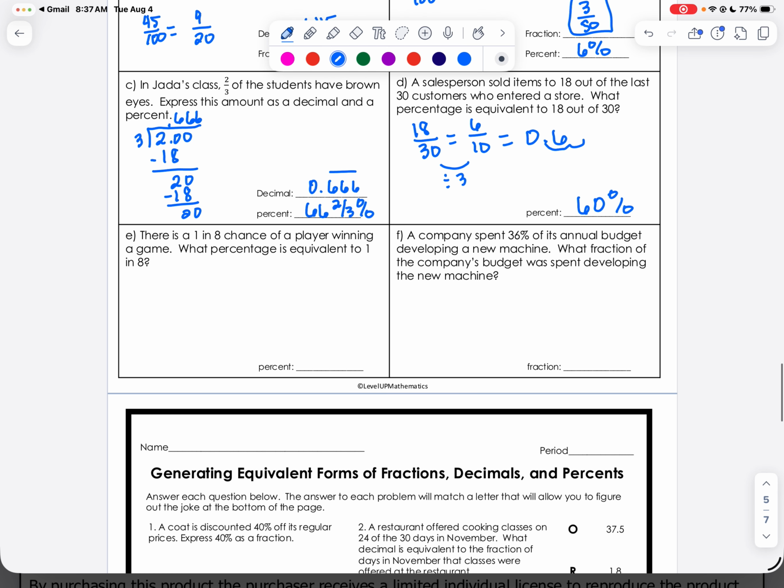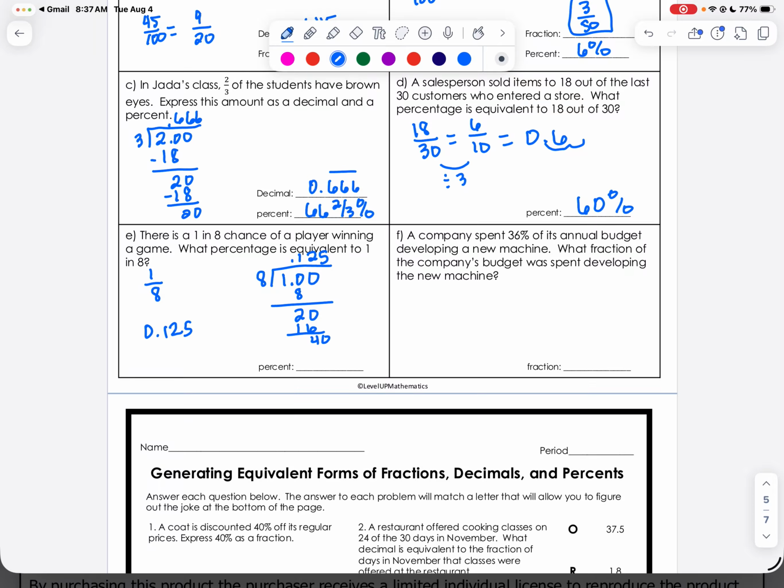All right. E. There is a 1 in 8 chance of a player winning a game. What percentage is equivalent to 1 in 8? So our fraction is 1/8, which does not scale easily to 10 or 100, so I'm going to have to use long division. So I'm going to divide 8 into 1. 8 goes into 10 one time. 10 minus 8 is 2. Bring down the 0. 8 goes into 20 2 times. Subtract and bring down. 8 goes into 40 5 times. So our decimal is 0.125.